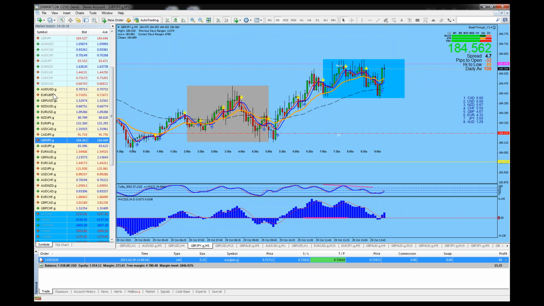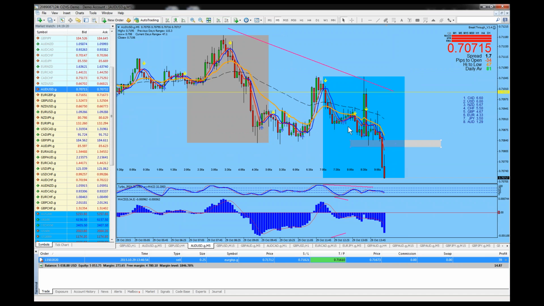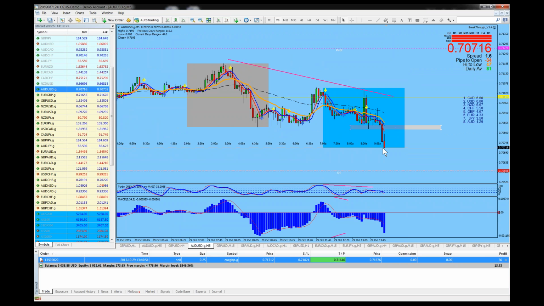Now let me go back and take a look at the Aussie, by the way. Trade, Lou. Nice trade. Yeah, well, that's what we try to do, is look for nice trades. And what we have here is euro pound.